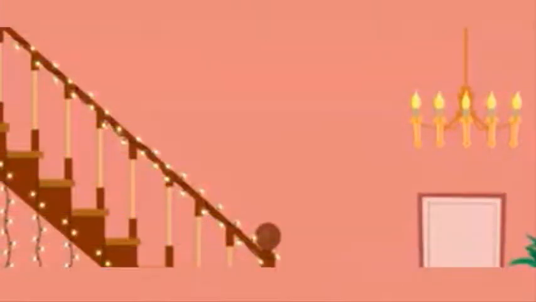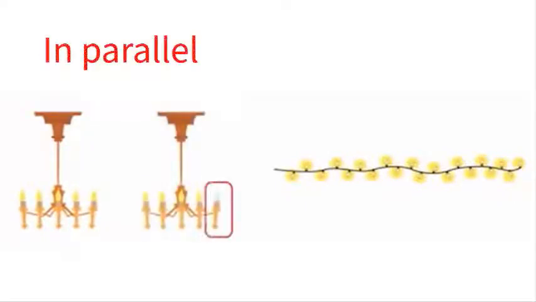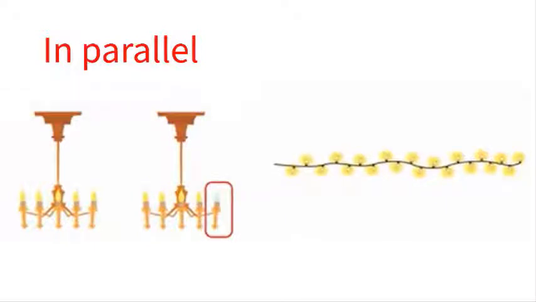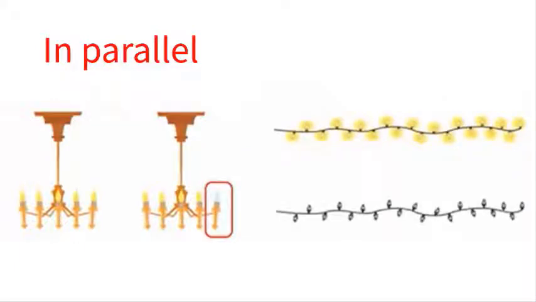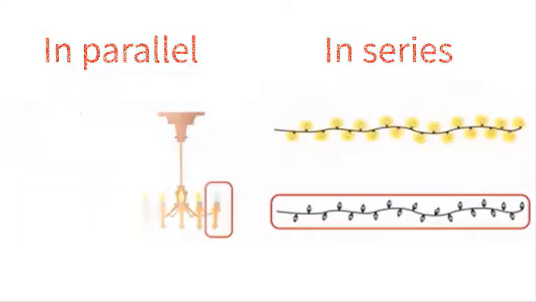Now, can you explain the chandelier and the decoration light problem you had earlier? Only one bulb of the chandelier burns out because it is connected in parallel circuit. That doesn't affect the brightness of the other bulbs. But for the decoration bulbs, all of them stop working because they are connected in series. One broken bulb will stop the flow of current to all bulbs.